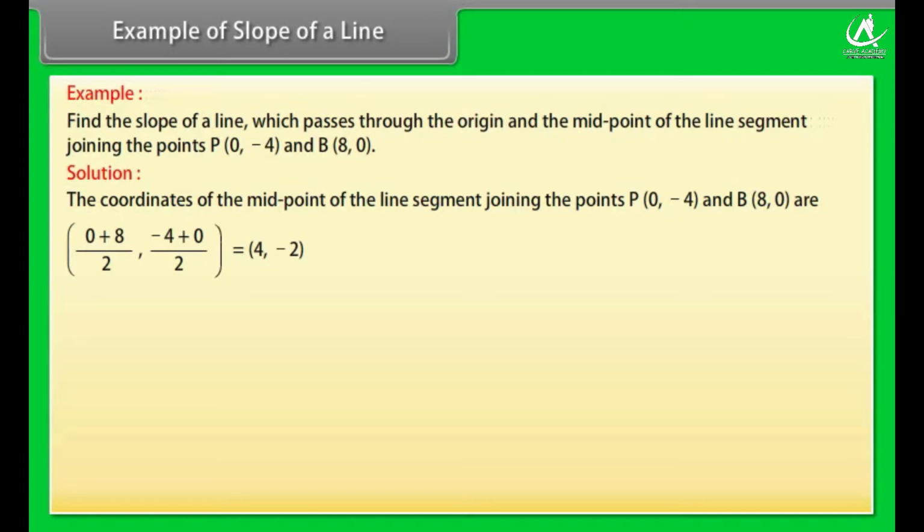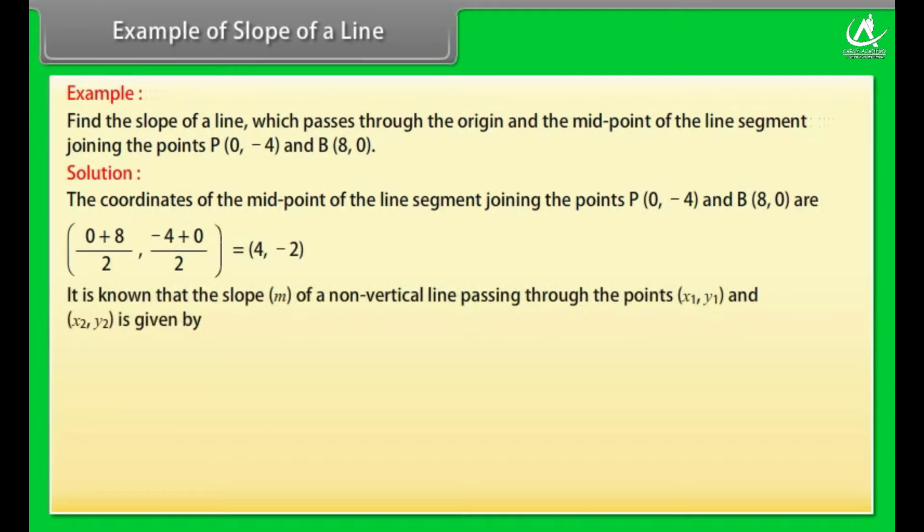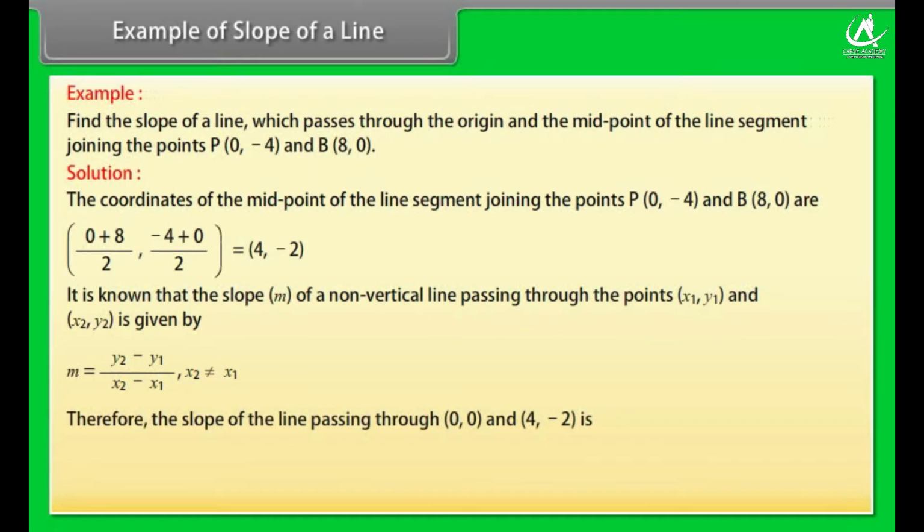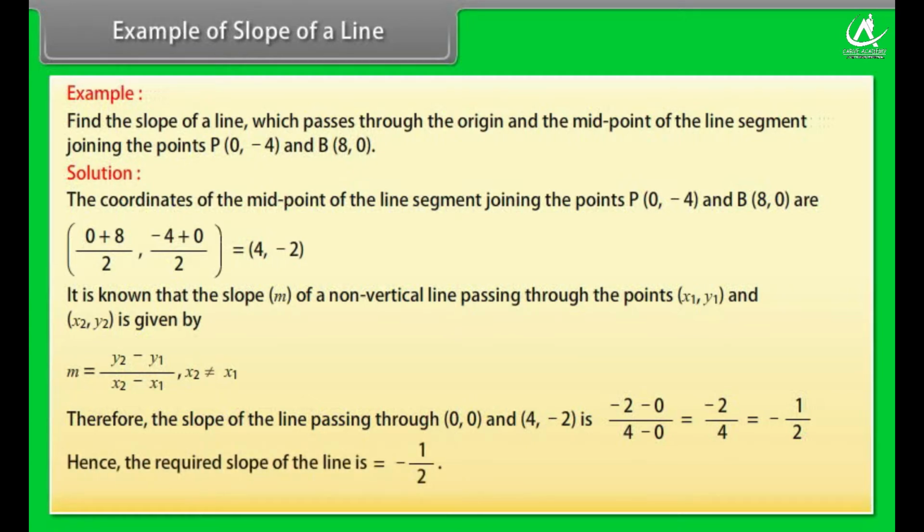(4, -2). It is known that the slope, that is m, of a non-vertical line passing through the points (x1, y1) and (x2, y2) is given by m is equal to (y2 minus y1) by (x2 minus x1), x2 is not equal to x1. Therefore, the slope of the line passing through (0, 0) and (4, -2) is (-2 minus 0) by (4 minus 0) is equal to -2 by 4 is equal to -1 by 2. Hence, the required slope of the line is -1 by 2.